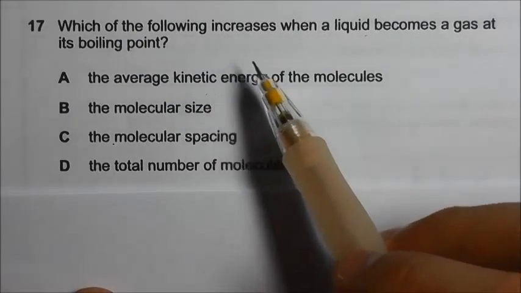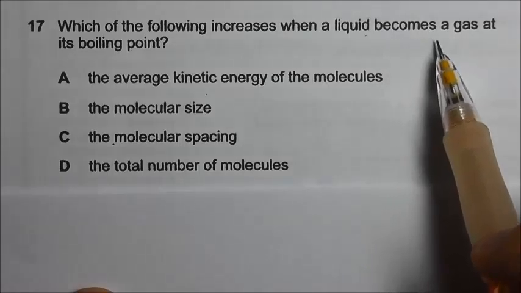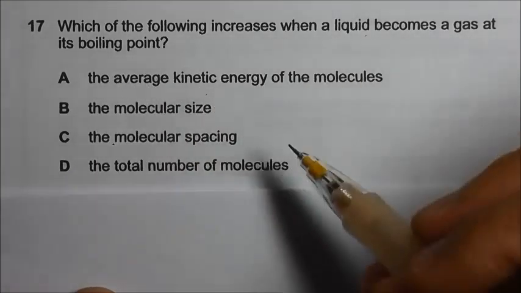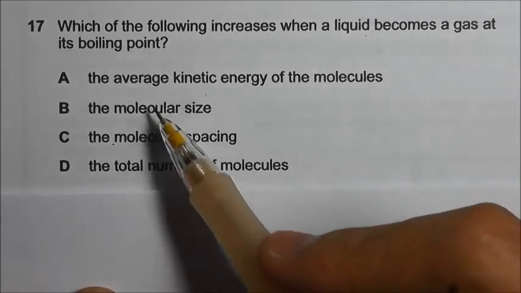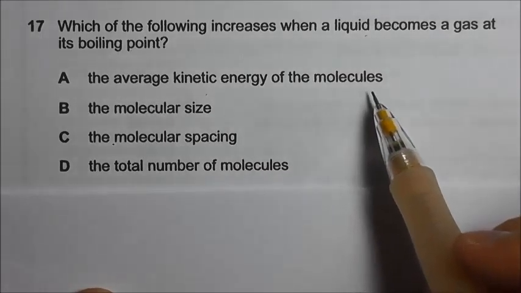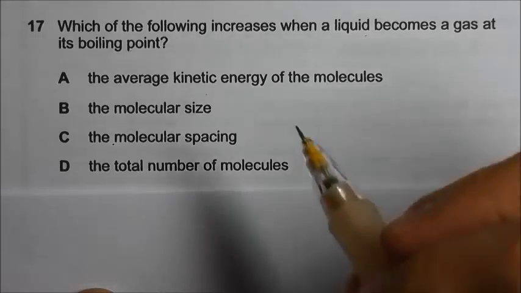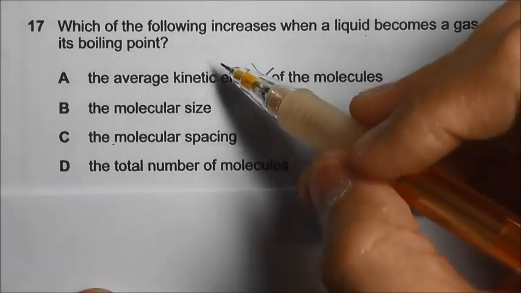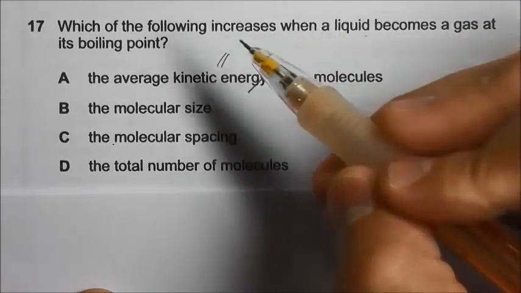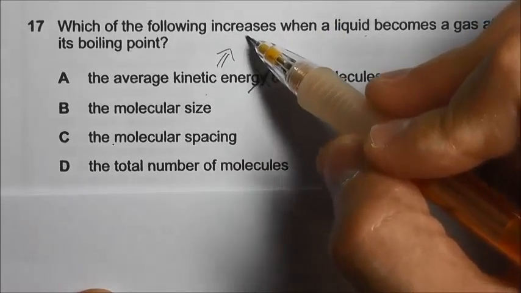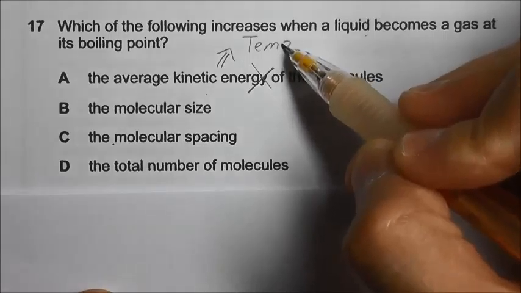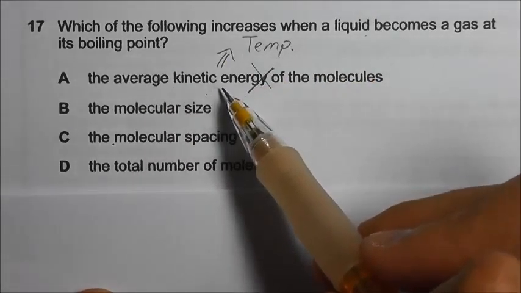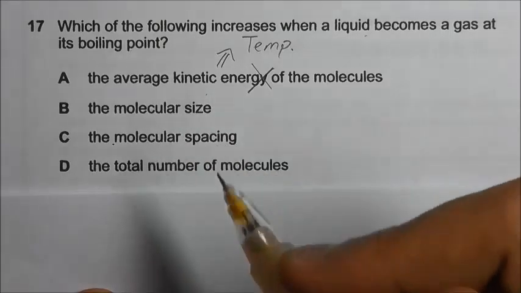Okay, which of the following increases when a liquid becomes a gas at its boiling point? Okay, let's go through the options. The average kinetic energy of the molecules increases. This is wrong, because the kinetic energy of the molecules is dependent on temperature, and during boiling the temperature is constant, so the kinetic energy has to be constant.